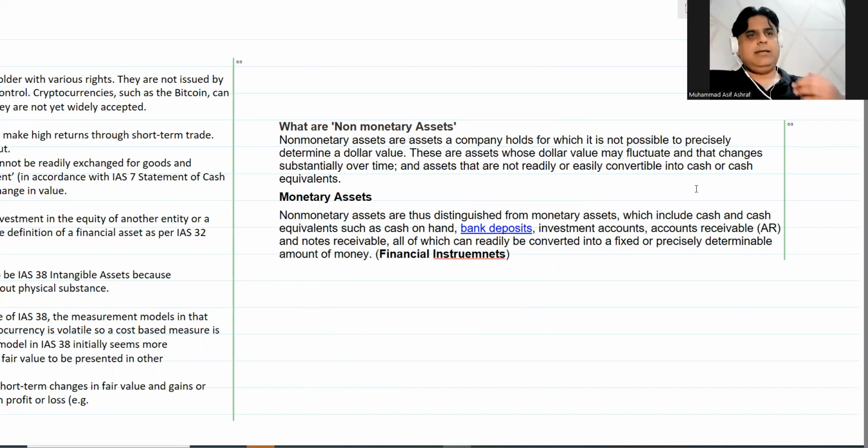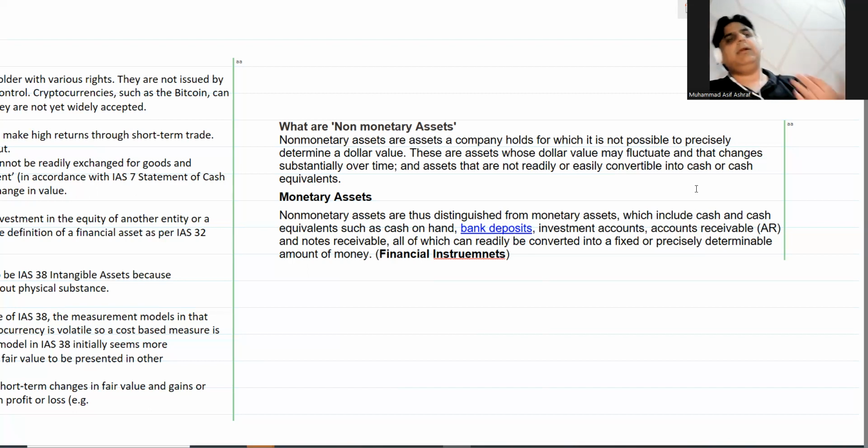And IAS 38 deals with non-monetary assets. Some of the intangibles which fall under IAS 38 are also non-monetary in nature, like a brand. What amount of benefits a brand will give, we don't know. Their value will fluctuate. Similarly technology, similarly goodwill. All of the intangibles under IAS 38 are non-monetary in nature. The main thing is that they are not readily convertible into cash. Number two, their value changes.